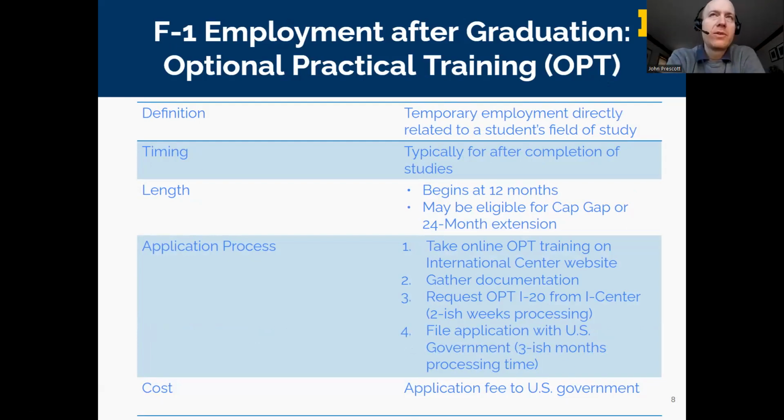So after graduation, if you're in the F1 student category, the mechanism to work in the US is called post-completion OPT. That would be the type of work authorization that you would apply for and use for up to 12 months directly following the completion of your last semester.